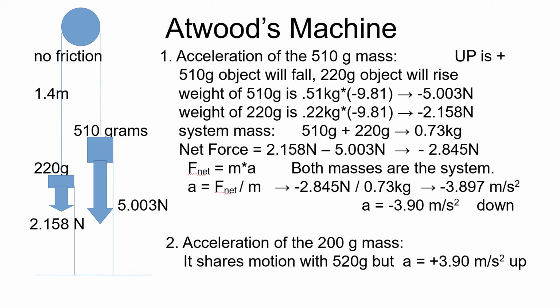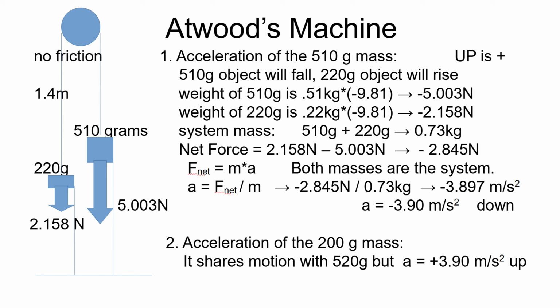I'm using minus because the force is downward, and in this problem I'm electing to use up as the positive direction. The 220 gram object has a weight of minus 2.158 newtons. The total mass of the system, if we add these two masses together, is 0.73 kilograms, after a conversion.